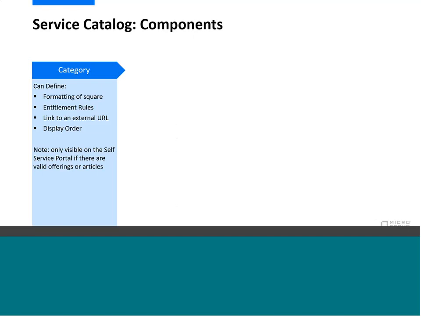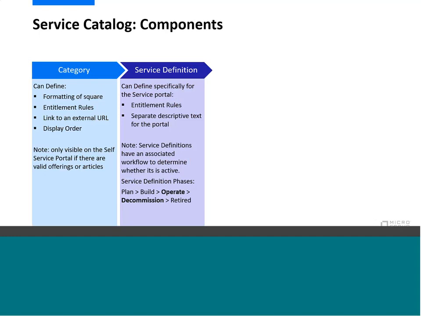Okay, the other thing to note with those categories is they're only visible if they have valid offerings or articles below them within the hierarchical structure. Otherwise, they won't appear on that portal. Next level down are those service definitions. Because they're part of the CMDB, it has its own workflow. So you do need to make sure that it's either in the operate or decommission phase for it to be classed as an active service definition, and therefore any offerings underneath that be visible in the service portal.